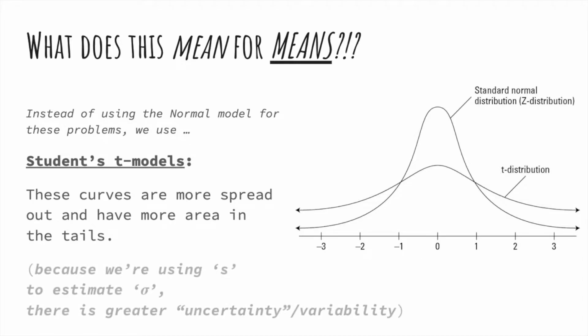So there's more area in the tails, and the reason for that is because we are using a sample standard deviation to estimate a true standard deviation. In real life situations, we're probably not going to know the population standard deviation. We're using what's true for the sample to make some kind of estimation about the population. Because we don't know that true population standard deviation, we only know what's true for a sample, that leads to a greater amount of uncertainty. So not only do we not know the true mean, but we also don't know the true standard deviation. So there's an extra layer of uncertainty or variability with a means problem because of that.